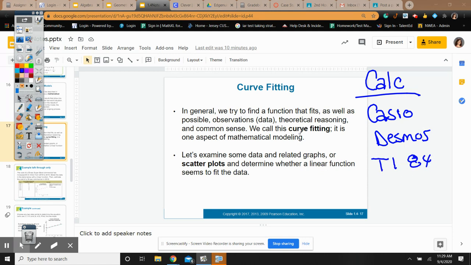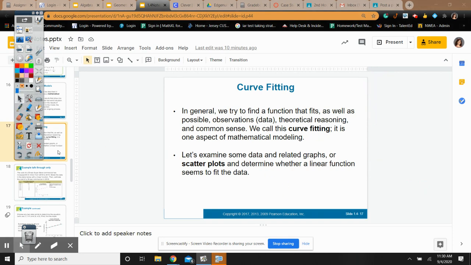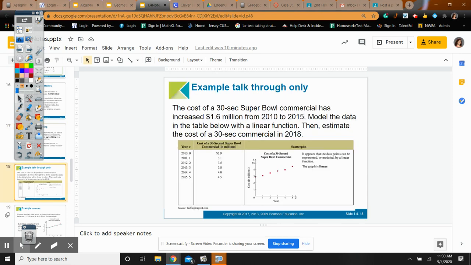This is called curve fitting. It's called linear regression. It's called linear modeling. And this will definitely be on your test, okay? So you're going to want to write these steps down somewhere to be easy to come to. So here's how it goes. The cost of a 30-second Super Bowl commercial has increased 1.6 million from 2010 to 2015.